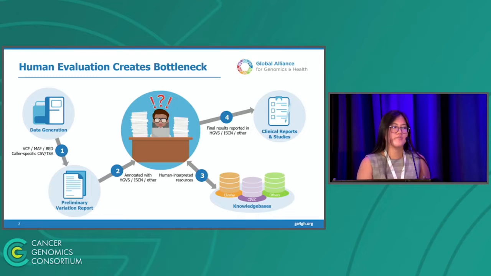So this figure demonstrates variant evaluation and interpretation. In step 1, variation is assayed in a lab, and we get assay-specific outputs that are stored in a preliminary variation report. In steps 2 to 3, we highlight how the clinician, curator, or variant scientist must perform a significant amount of manual effort. In step 2, they annotate the preliminary variation report with HGVS, ISCN, or other nomenclatures. In step 3, they must map the preliminary variation report to heterogeneous datasets or knowledge bases. And finally, in step 4, they make their final evaluation as a clinical report and study. And we can see that the human evaluation of variation can be labor-intensive, inconsistent, and prone to error, which could create a bottleneck.